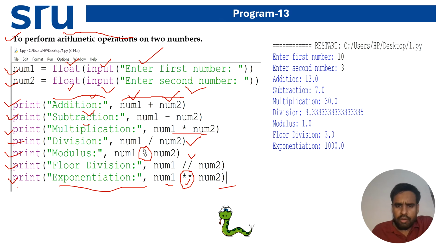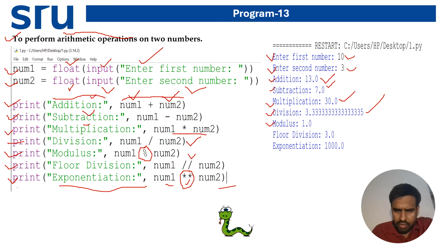Now we see the output result. It asked to enter the first number, so I gave 10. Again it asks to enter the second number, I gave 3. The first operation is addition, so 10 plus 3 gives 13. Subtraction gives 7. Multiplication gives 30. Division means only divide by, so 10 divided by 3 gives 3.333, up to here it will come.